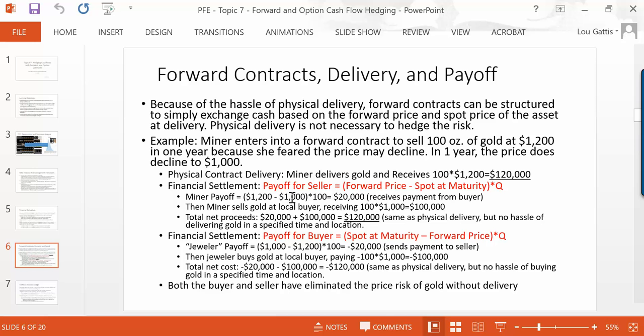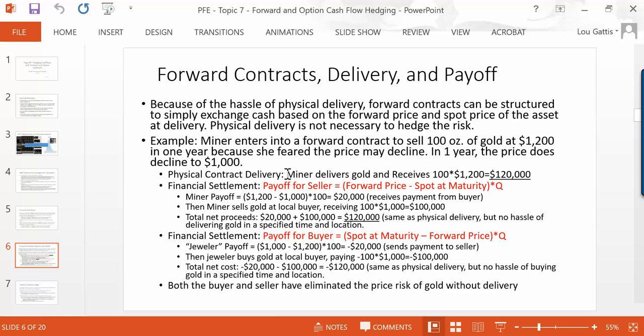So let's talk more about this forward contract. Now you can imagine a forward contract would be quite simple. You can just have a contract for a gold mine to sell all their gold to, say, a New York bank at a certain price. Say that contract specifies to sell 100 ounces of gold at $1,200 in 1 year, because the miner worries that the price of gold will fall.